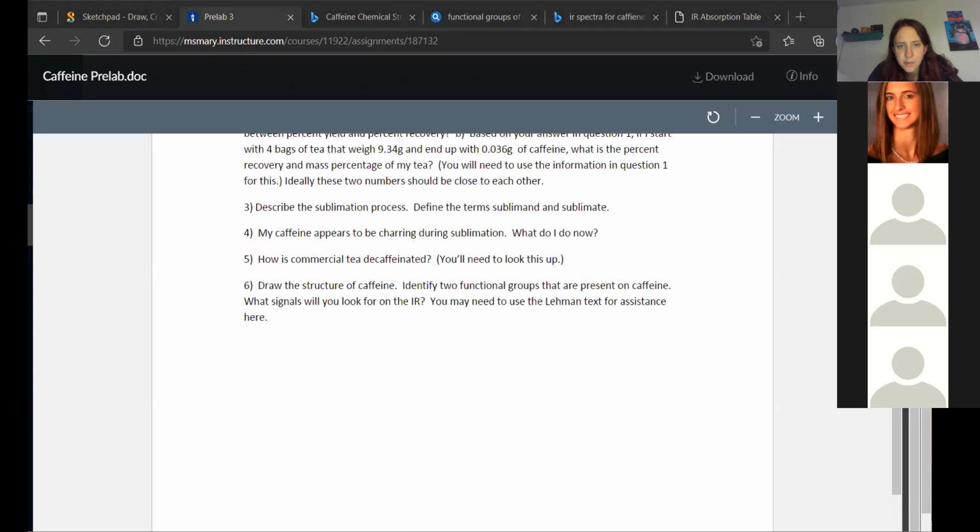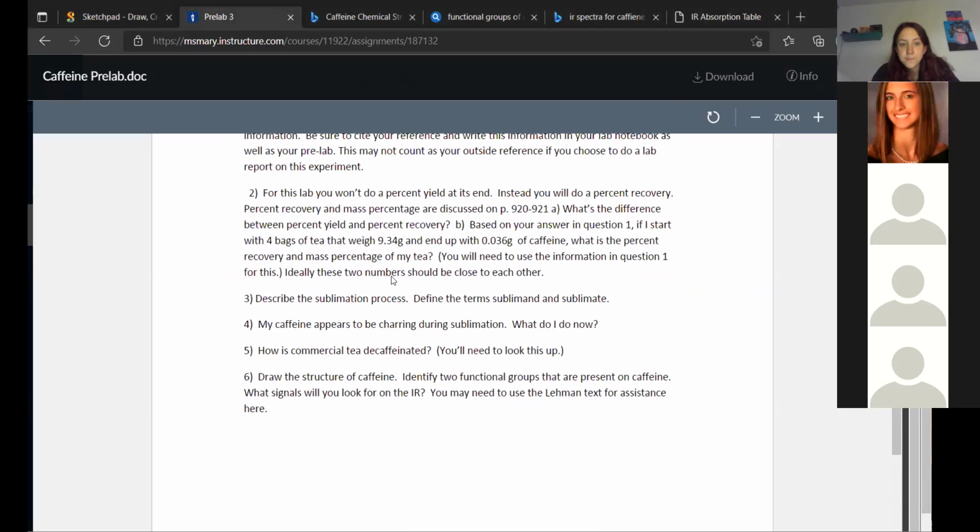So I saw another question for the pre-lab. We're going to look at question 2B. All right, I was actually helping somebody with this one last night. And so percent recovery and mass percentage of the T. Percent recovery.